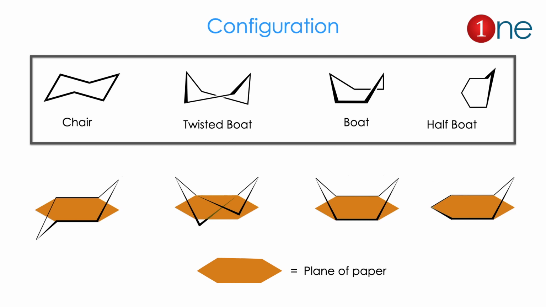The popular structures, or popularly stabilized structures, are chair, twist boat, boat and half chair. They are difficult to draw or understand on paper. So let us understand from the plane of paper, which is in the orange color. Chair means above and below you have carbon, so it looks like a chair. Twist boat means above and below you have the carbon but both are bent towards the same side. Boat means carbons are forced to bend like a boat, that's why it's called boat. Half chair means one carbon is above the simple cyclohexane plane.